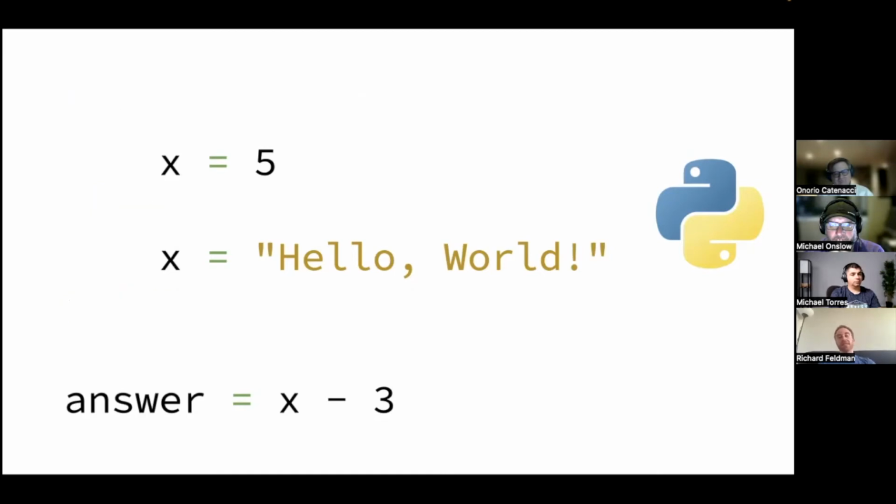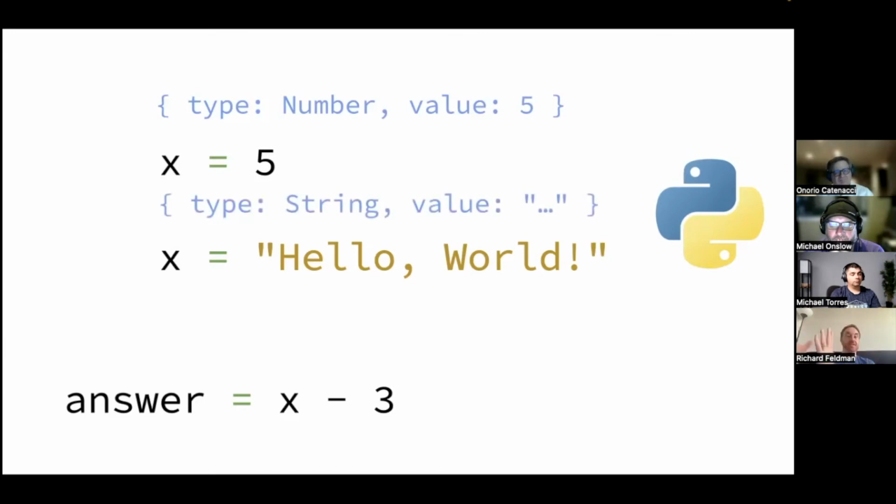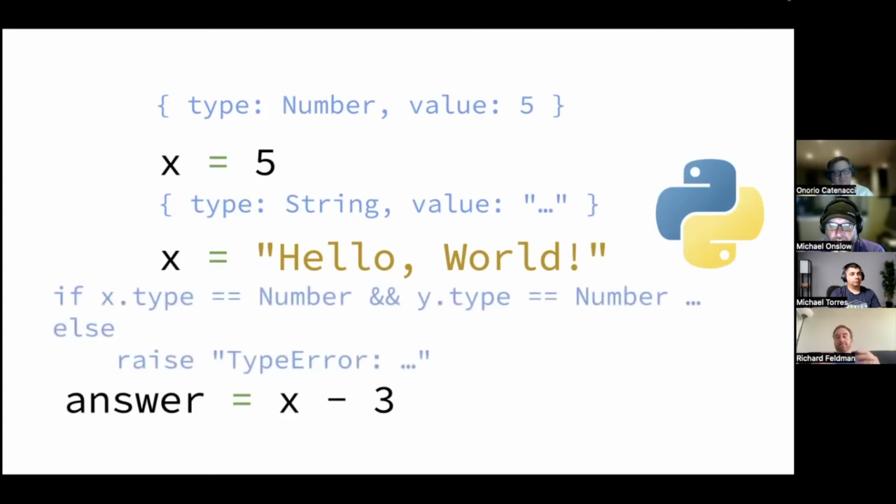When we write x equals 5 in Python, again, this is kind of pseudocode, but basically what we're getting in memory is not just the number 5. It's actually something more like an object that has a type field that says what type it is, and then the actual value. And for the string, we have another type field which says string instead of number, and then the value is the actual string. Then when we do subtraction, it actually has a conditional. It first checks to see if both of them are of the type number. If they are, then okay, do your subtraction. Otherwise, raise the type error that we saw.